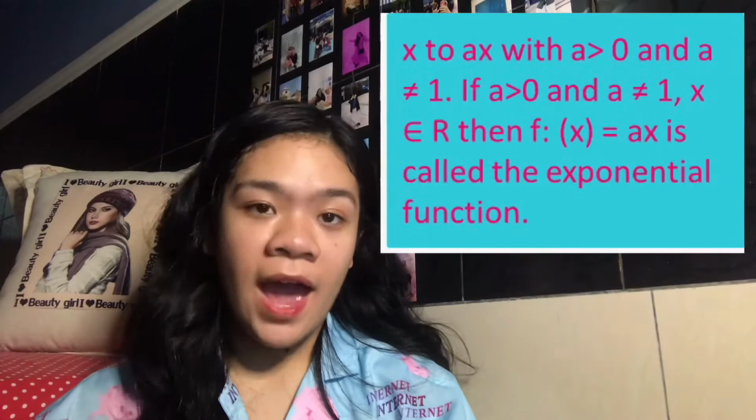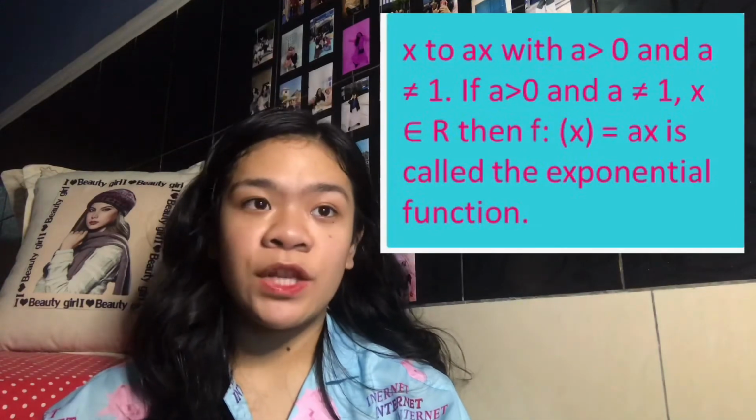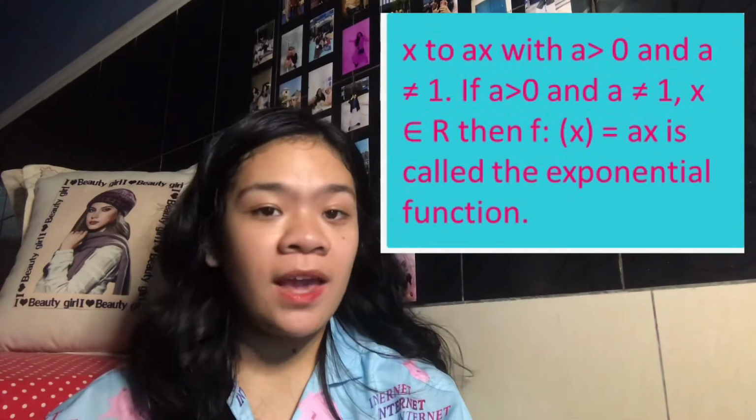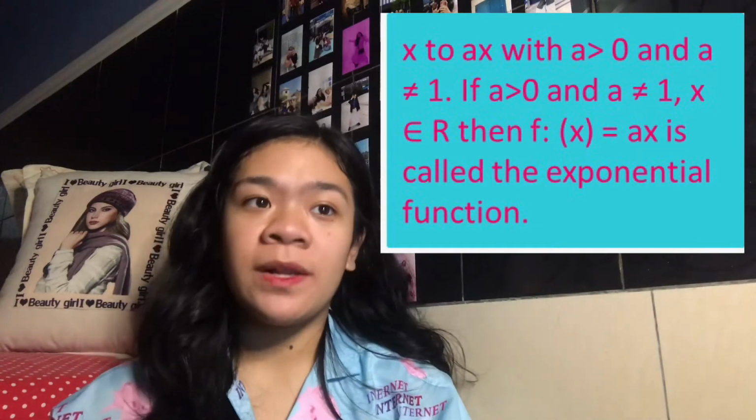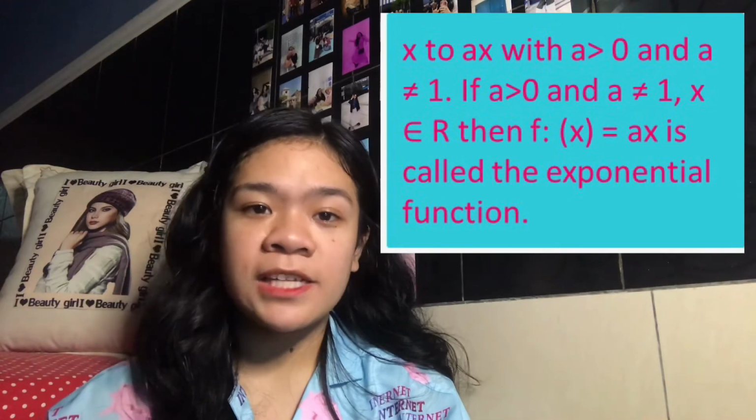So we got to the second list, which is exponential function. The definition of an exponent is a value that indicates the degree of power. The form a to the power of n is called the exponential or power form. a is called the base number and n is called the exponent. The exponential function is the mapping of real numbers x to a^x with a more than 0 and a not equal to 1. If a is more than 0 and a is not equal to 1, and x is a real number, then f(x) equals a^x is called the exponential function.